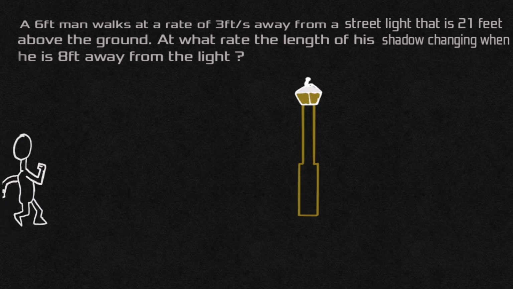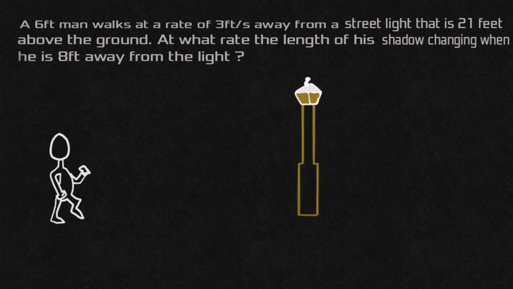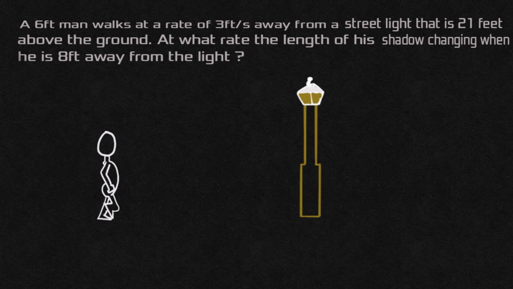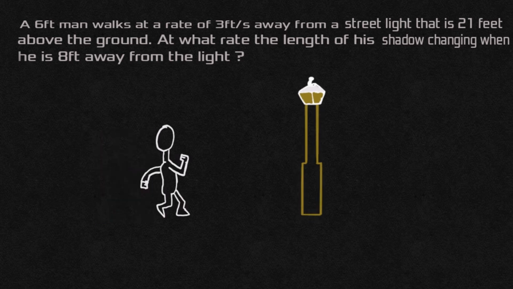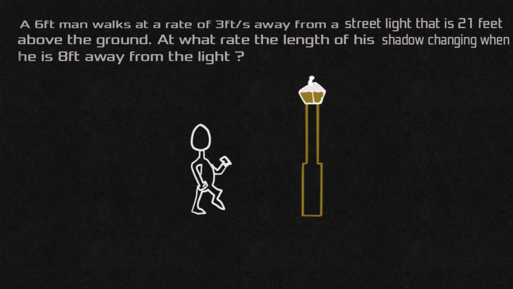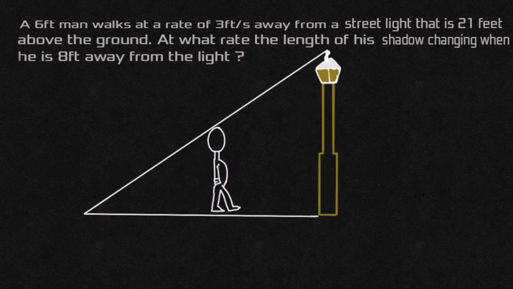How to solve? Let's start from here. A 6-feet man walks at a rate of 3 feet per second away from a street light that is 21 feet above the ground. At what rate is the length of his shadow changing when he is 8 feet away from the light?